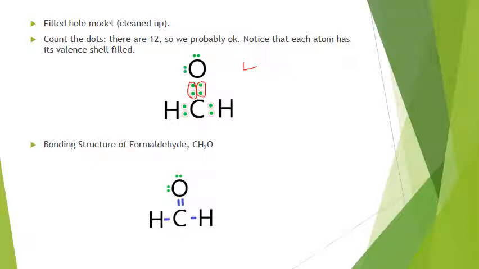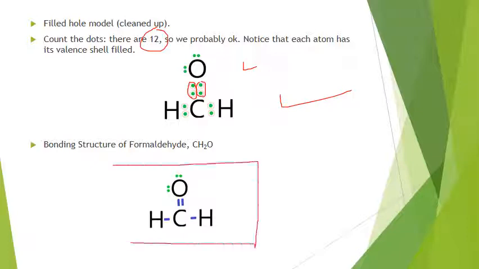Now you count the number of dots. 1, 2, 3, 4, 5, 6, 7, 8, 9, 10, 11, 12. That's what we expected from when we counted the number of valence electrons. So this is the Lewis dot structure of formaldehyde. Then we can replace the pairs with dashes, and this is the bonding structure. Formaldehyde has a double bond and 2 single bonds. And don't forget the lone pairs. We gotta leave them. That's important.